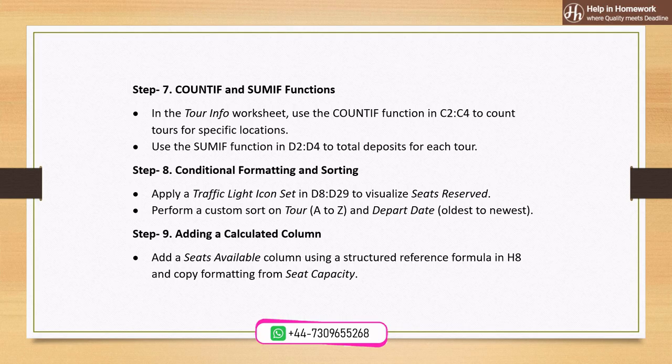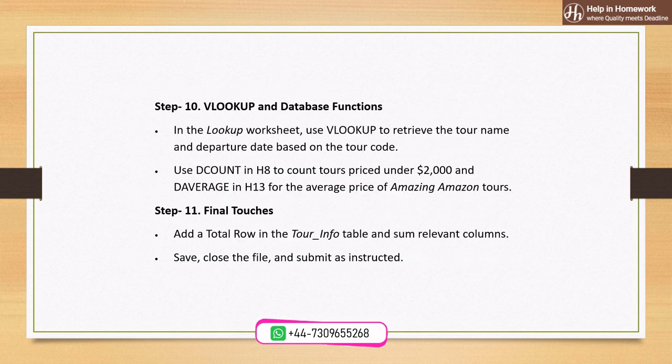Step 9. Adding a calculated column. Add a seats available column using a structured reference formula in H8 and copy formatting from seat capacity. Step 10. VLOOKUP and database functions. In the lookup worksheet, use VLOOKUP to retrieve the tour name and departure date based on the tour code.